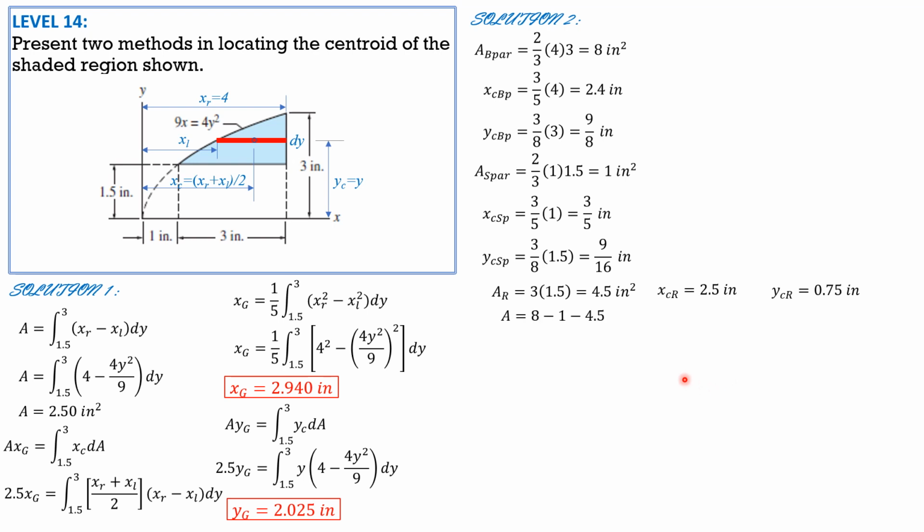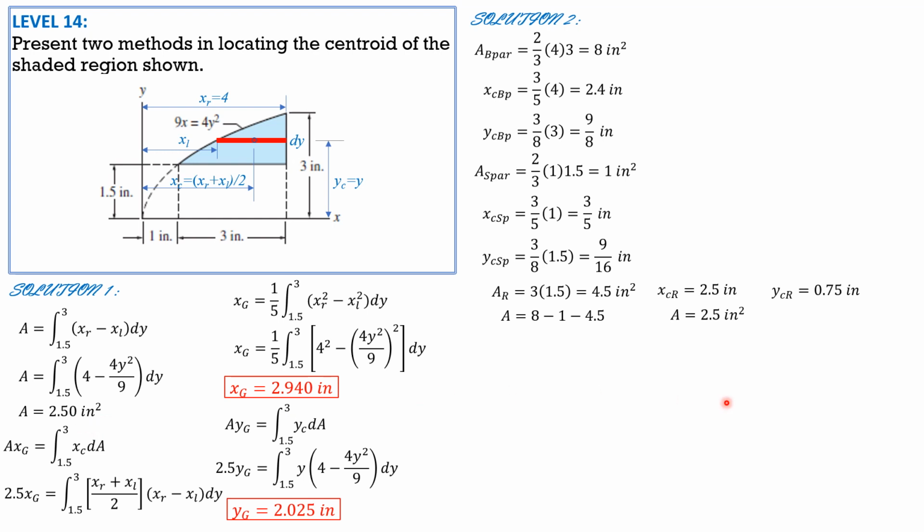So the area is 8 minus 1, 8 for the big parabola minus the area of the small parabola, 1, minus the area of the rectangle, 4.5. So it is also 2.5 square inch here, just to check.